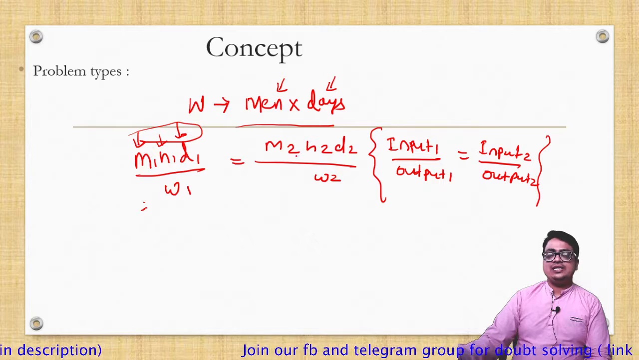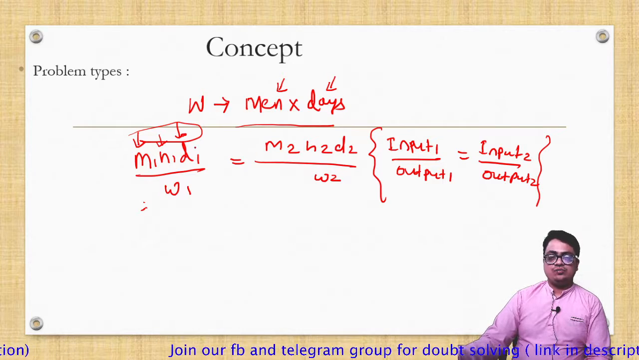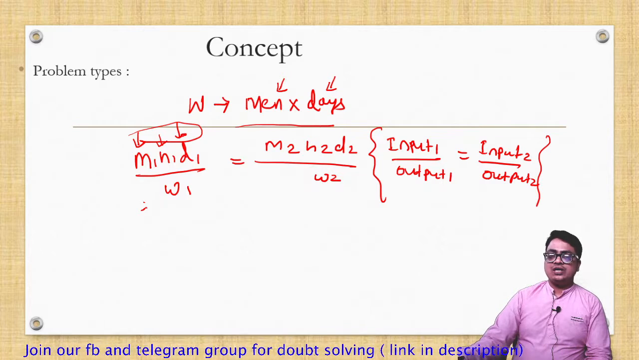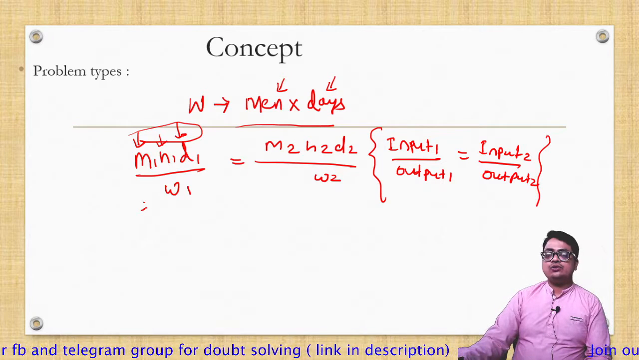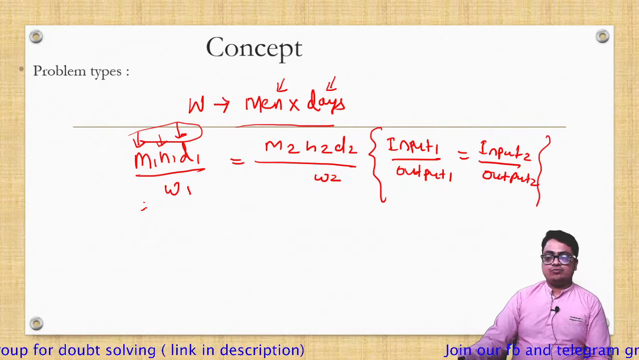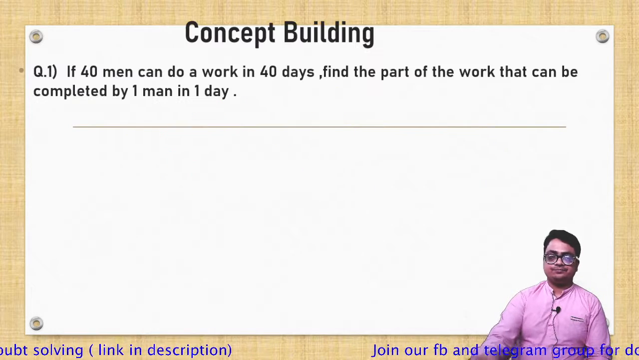Similarly in the second case. So input divided by output. Input 1 divided by output 1 equals input 2 divided by output 2. Let us move ahead to the first problem.